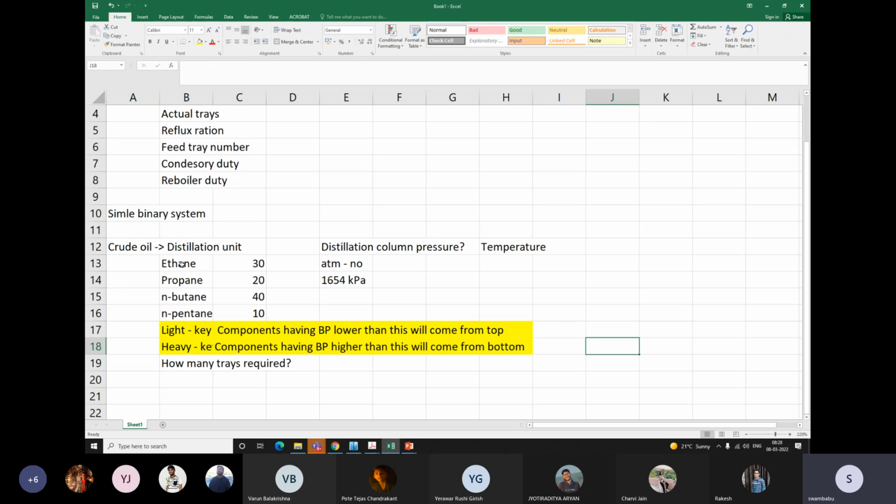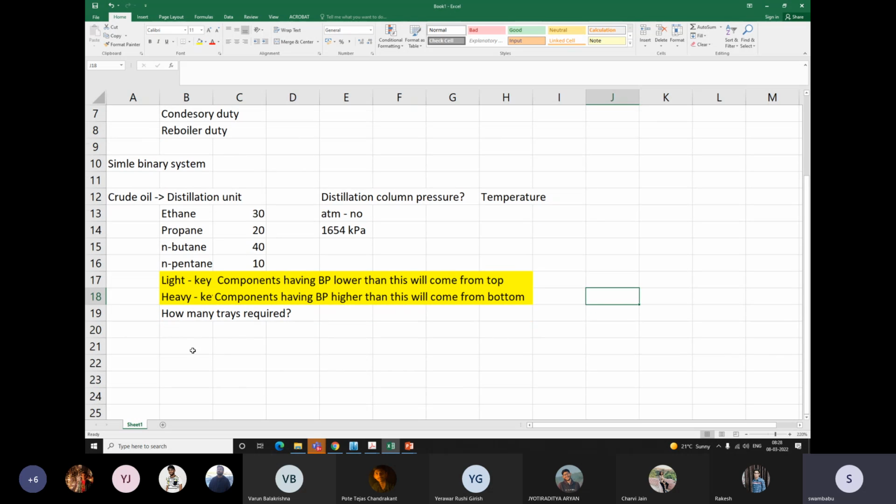So if you select ethane as a light key, then only ethane will come from the top and the rest of the three will come from the bottom. The distillation will be designed such that the rest of the components come from the bottom. Suppose we say light key is ethane. That means I want to separate ethane from this. So from the top of the distillation column, all ethane only will come. And from the bottom, the rest of the three components will come.